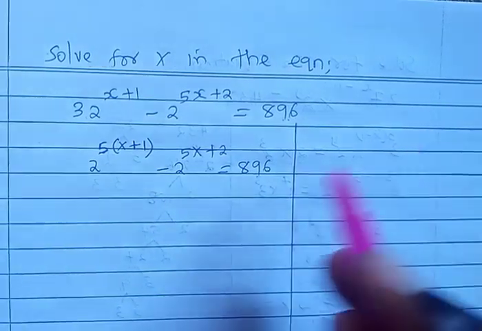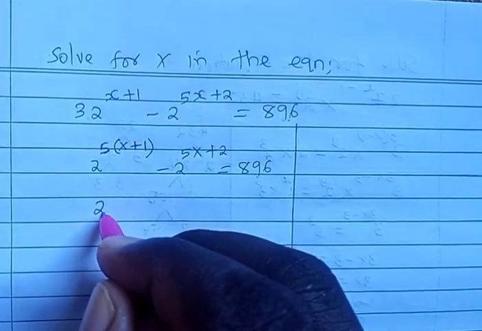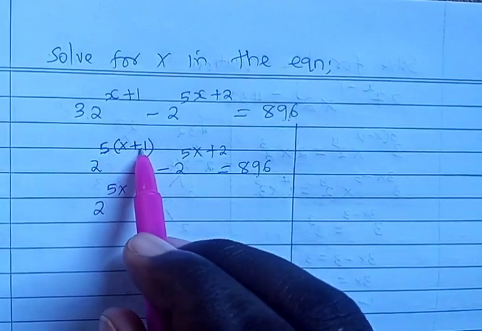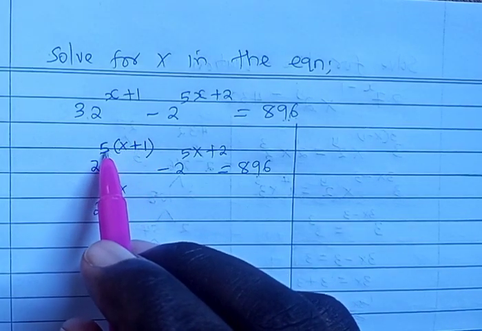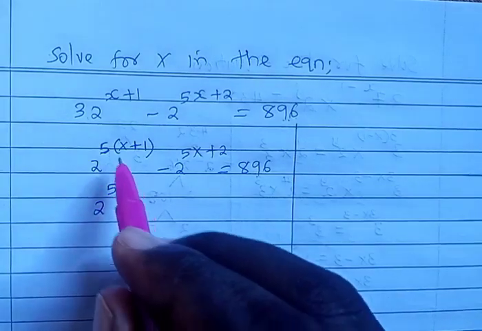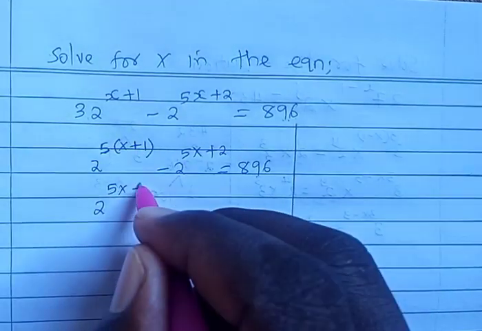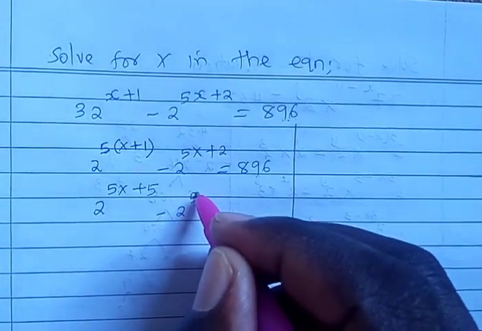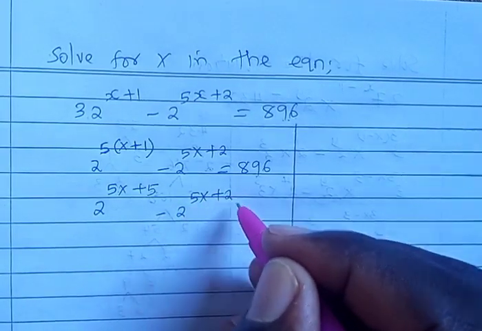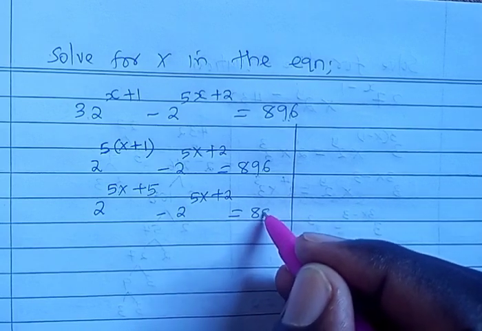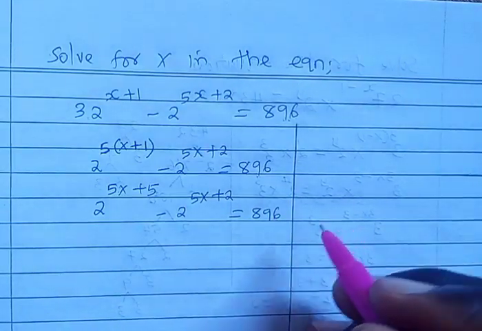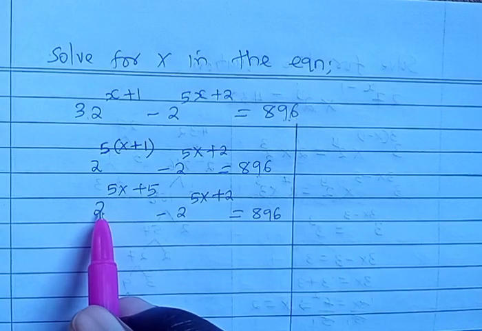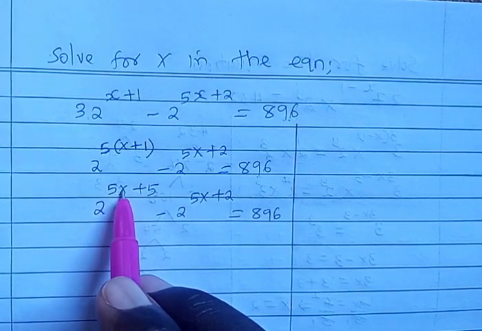Now, this means we shall have 2 raised to 5x, because I want to open the bracket here. 5 times x is just 5x. Then 5 times positive 1 is just positive 5. Then we have minus 2 raised to 5x plus 2 equals to 896.